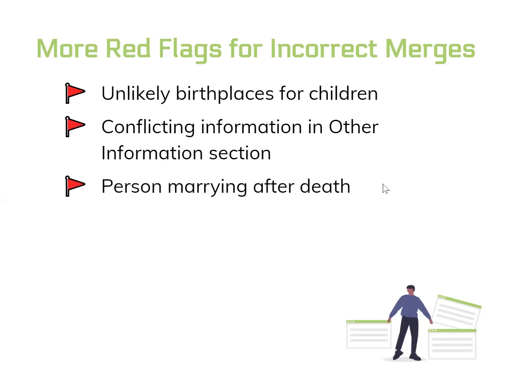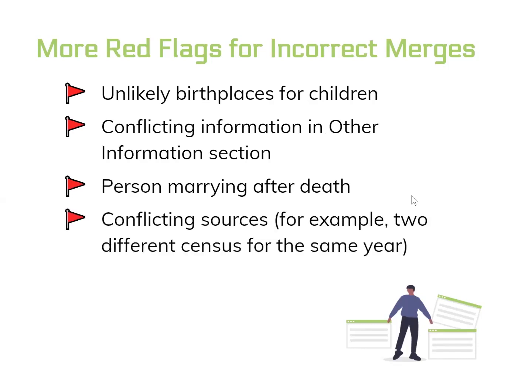If you see a person getting married after their death, in other words, their marriage date is after their death date, that doesn't work. Conflicting sources, for example, and here I'm talking about the Sources tab, where you see 2 different censuses for the same year or 2 different christenings for different years when a person would only have been christened once. Overlapping marriages, when a person is married to a second spouse while he's still alive and having children with the first spouse. I've seen records where there might be 3 or 4 overlapping spouses, and those are all red flags for incorrect merges.